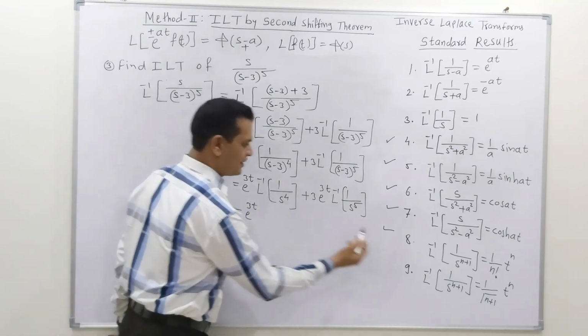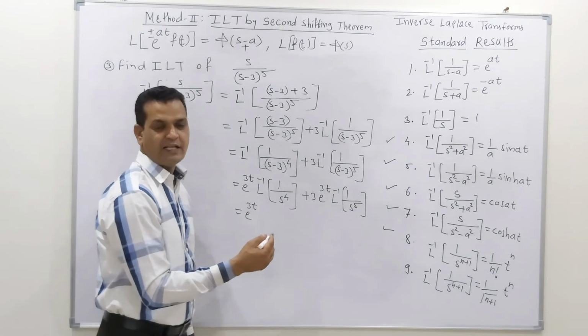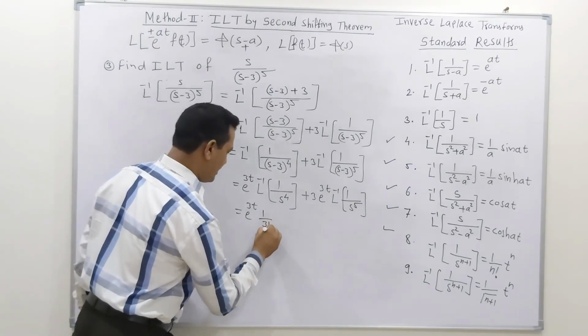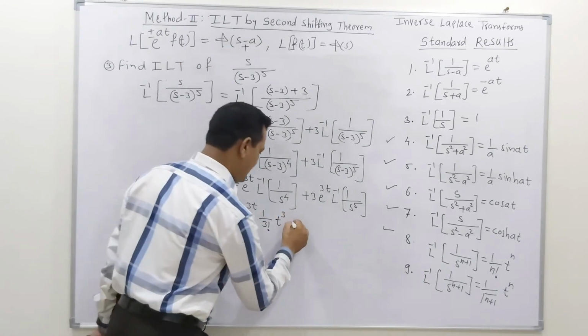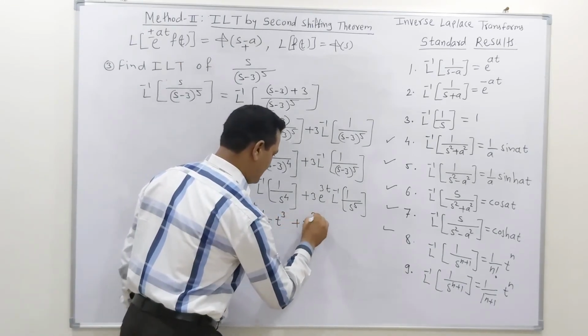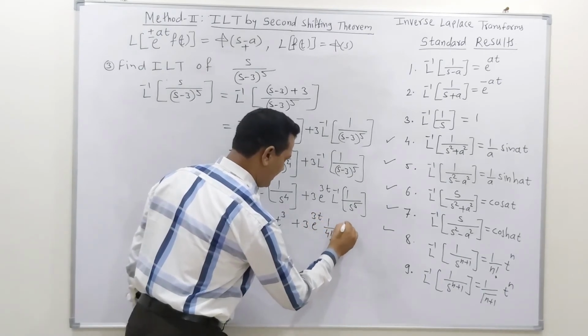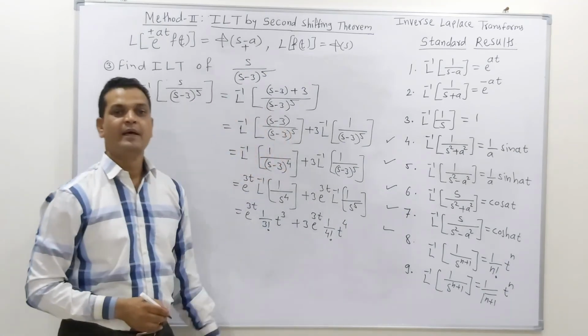Now this is the standard result, which is result number 8, s raised to n plus 1. That means value of n is 3. So we can write this as 1 upon 3 factorial into t cube. Similarly, plus 3 e raised to 3t, then this is 1 upon 4 factorial into t raised to 4 after applying result number 8.